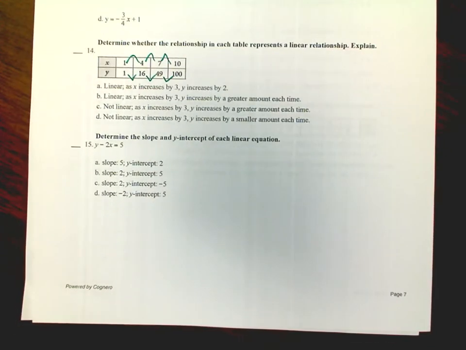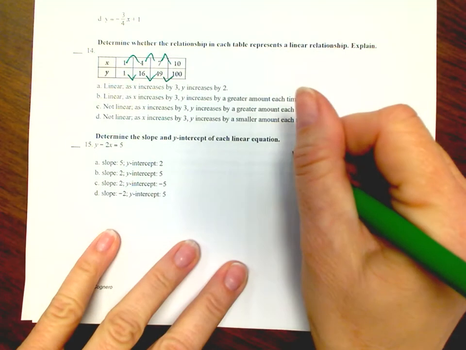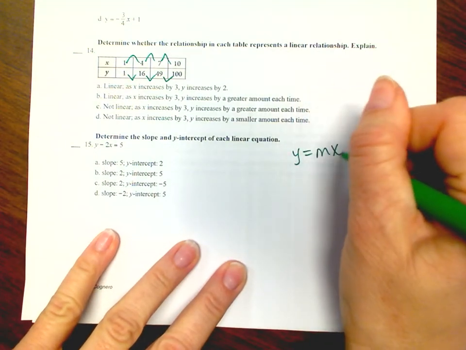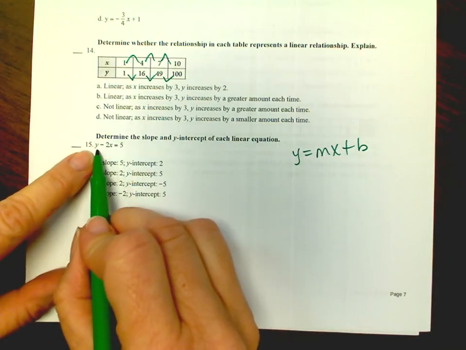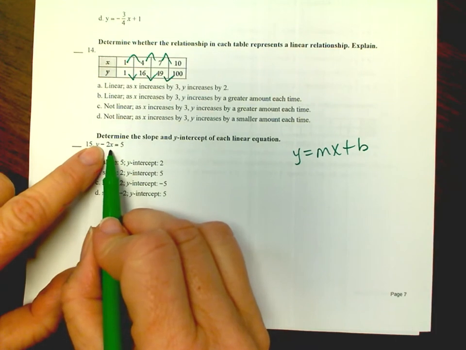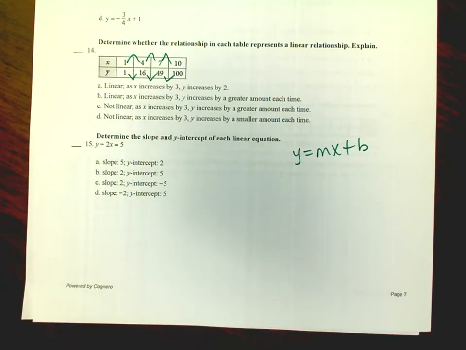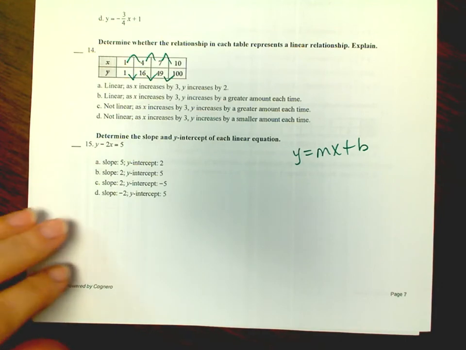Number 15, determine the slope and y-intercept of each linear equation. So again, I want to move to y equals mx plus b. I want to get y by itself, and I want to move a negative 2x to the other side. I'm going to let you do that because I've done them plenty of times. If you've forgotten, you need to go back and look.